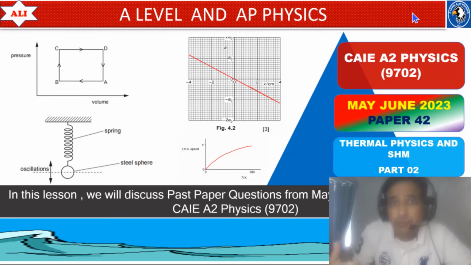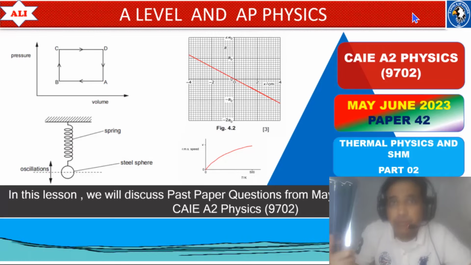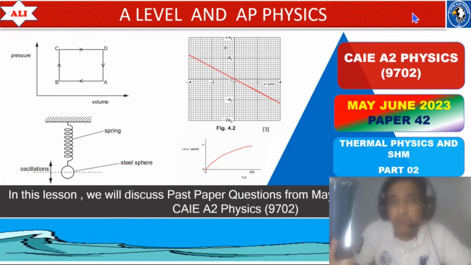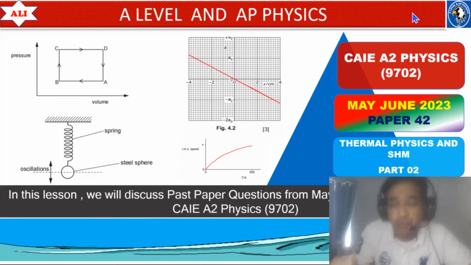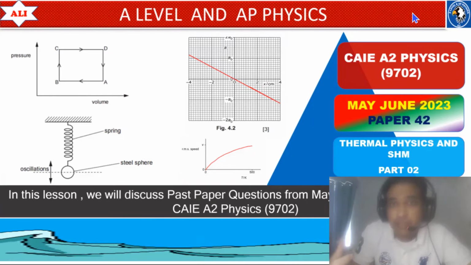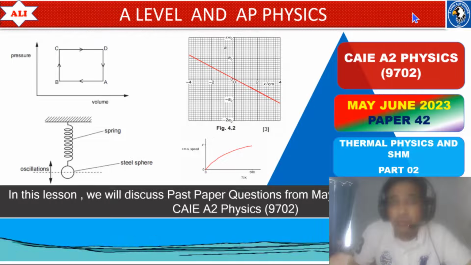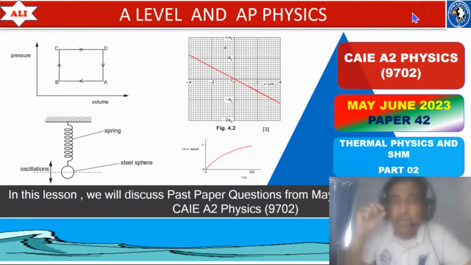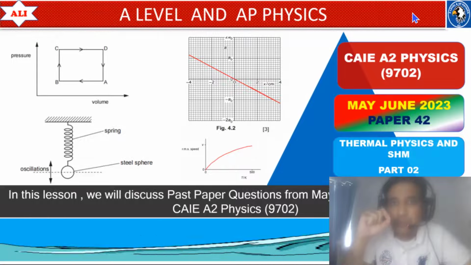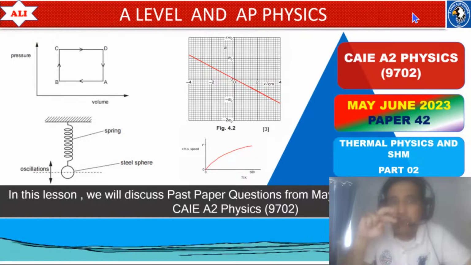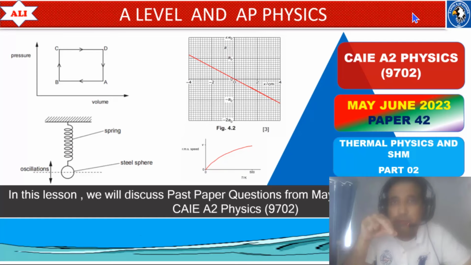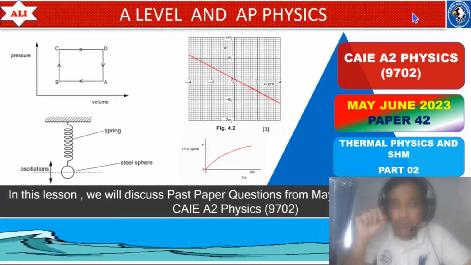So we will be solving the second question from this paper, the third question and the fourth question. The second question is about ideal gases, the third question is about thermodynamics, and the fourth question is about simple harmonic motion. These three topics are very important for your exam. Every year you will see one question from simple harmonic motion, and at least 1 or 2 questions from thermal physics.